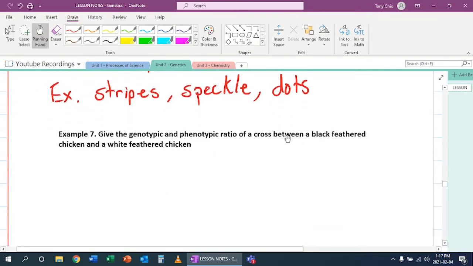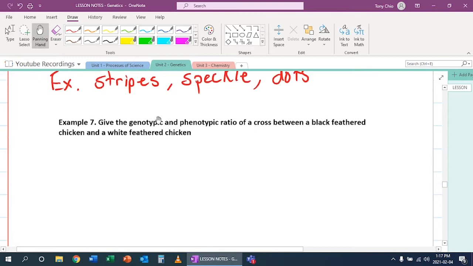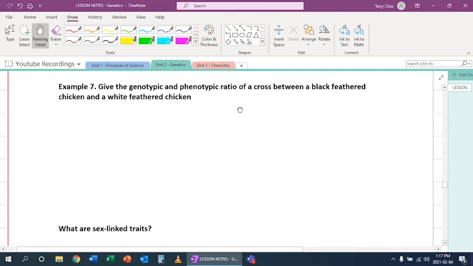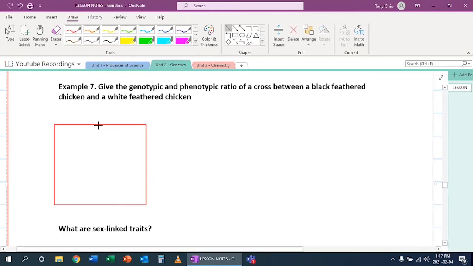So you're going to cross a black feather chicken and a white feather chicken, and chickens can have codominance in the form of speckled, aka they have two different colors in them. If you don't know what I mean, Google speckled chickens. All right, so let's create our Punnett square. If it's a black feather chicken, let's put BB as those alleles. So you have BB for black. White feather chicken is WW.